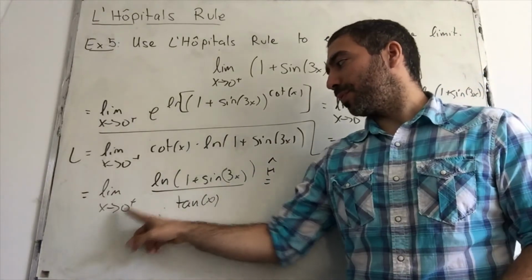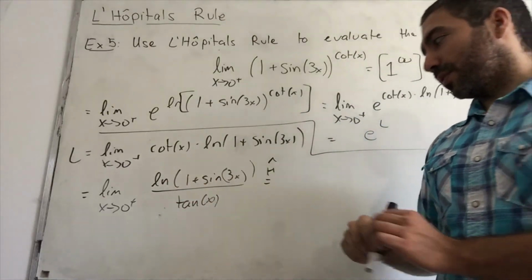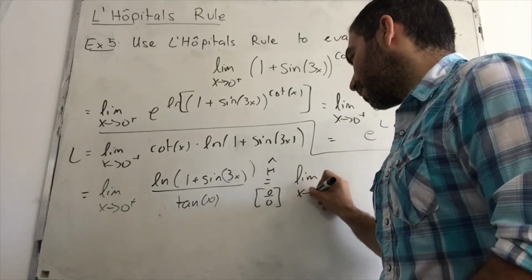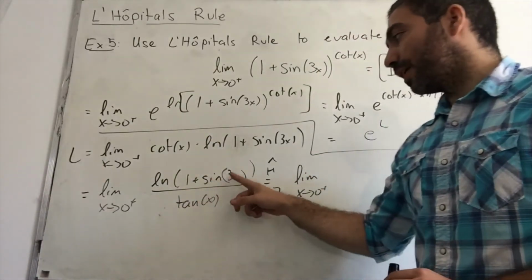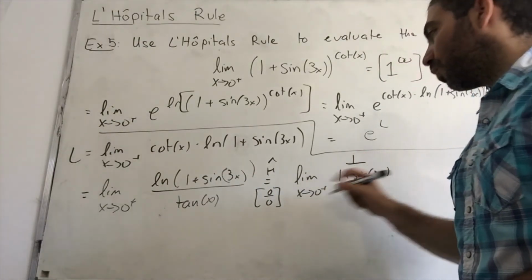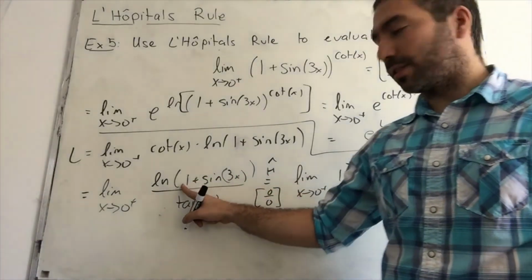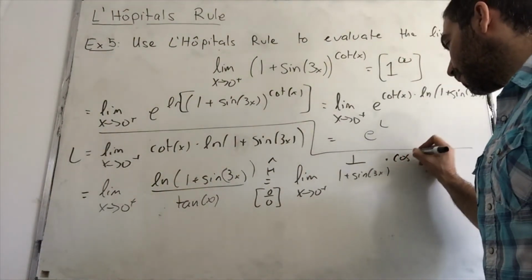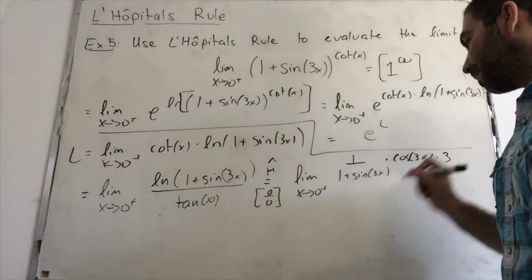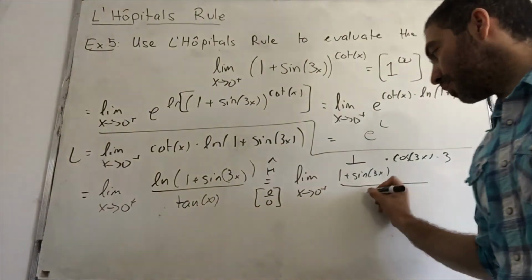So we apply L'Hopital's rule, because if we plug in 0 now, we have sine of 0 plus 1 is 1, ln of 1 is 0, and tan of 0 is 0. So we have the indeterminate form 0 over 0. Taking the derivative of the numerator, we get 1 over 1 plus sine of 3x, 1 over whatever's in its bracket, times the derivative of whatever's in the bracket. So the derivative of 1 is 0, that's gone. Derivative of sine is cos. We leave what's in the bracket, and then we have to take the derivative of what's in the bracket again. So times 3, because the derivative of 3x is 3. So don't forget that. And then derivative of tan is secant squared.